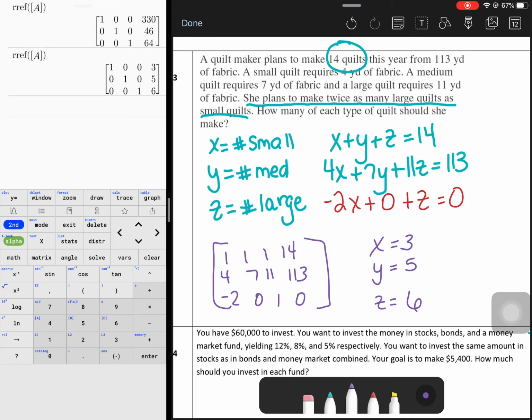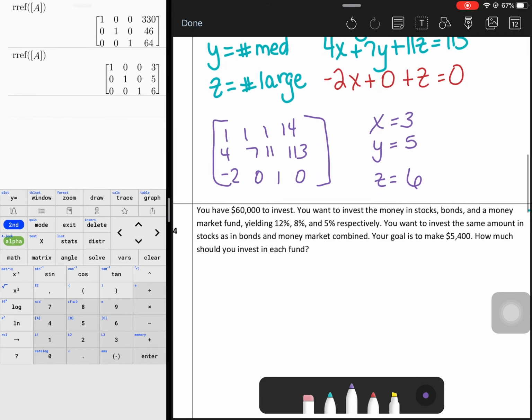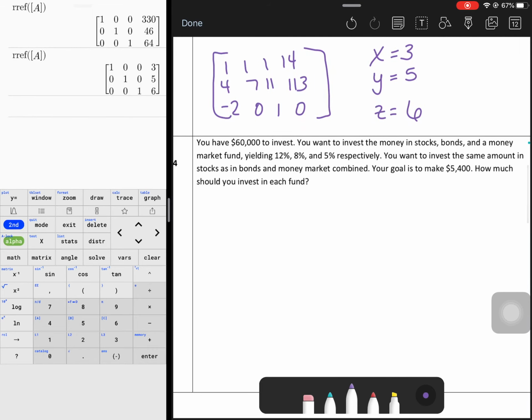Okay, in our next problem, it's basically the same thing, but it's with investments. So we have $60,000 to invest. You want to invest the money in stocks, bonds, and money markets that each yield 12%, 8%, and 5% respectively. You want to invest the same in stocks and bonds and money market combined. Your goal is $5,400 to make. How much should you invest in each fund?